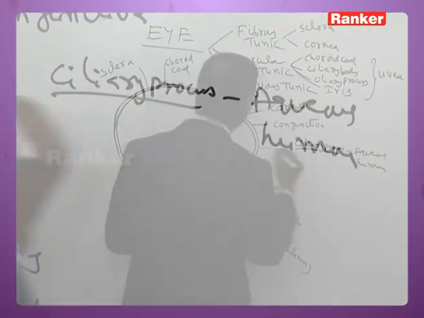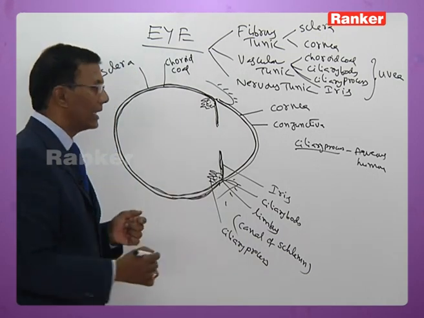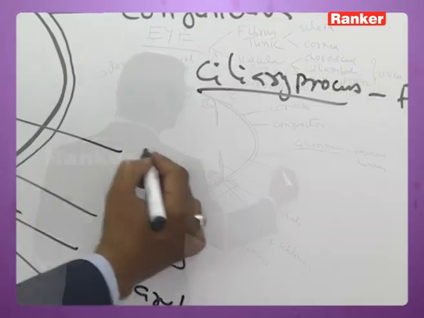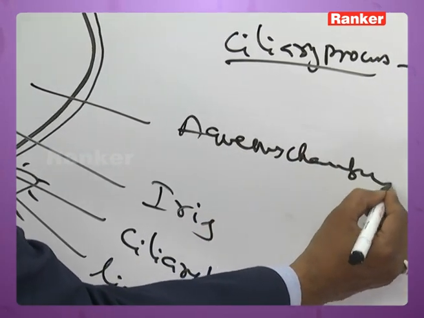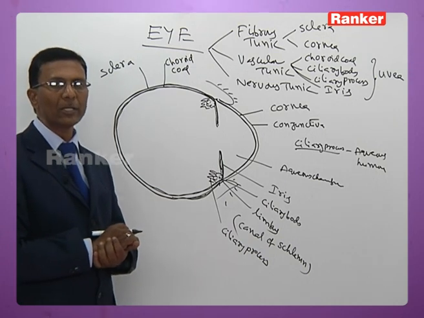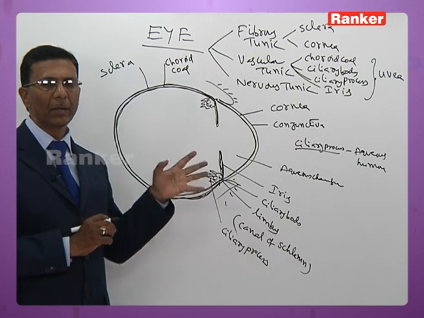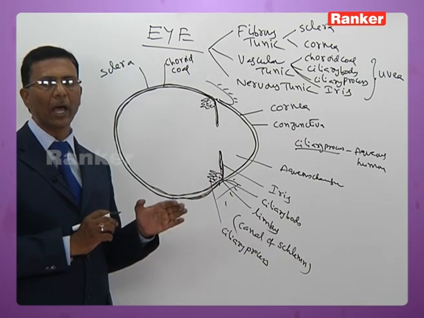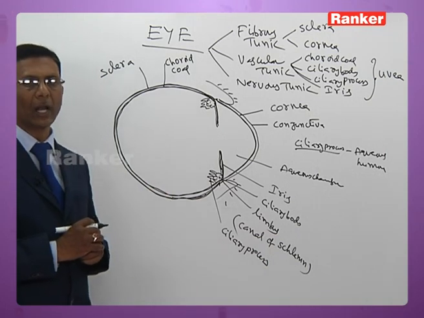Aqueous humor. The liquid content that lies in the anterior chamber of the eyeball is called aqueous humor. This entire chamber is called aqueous chamber. Aqueous chamber is filled with the fluid content called aqueous humor. Aqueous humor nourishes the cornea. At the same time it helps in maintaining the intraocular pressure here now.